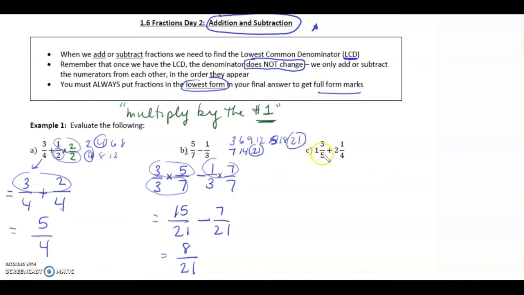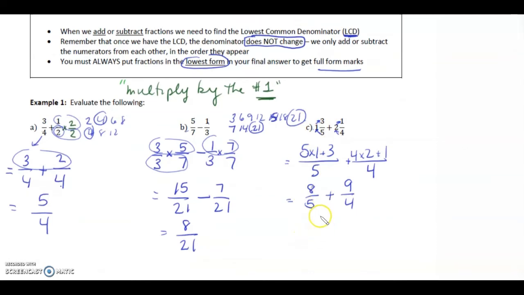Okay, and C. Well, we have mixed numbers here. We have 1 3/5 plus 2 1/4. So let's go ahead and multiply and add. So 5 times 1 plus 3 is going to be our numerator, and that stays over 5. And then 4 times 2 plus 1 is going to be our numerator here, and that's over 4. So 5, 6, 7, 8, we get 8 over 5 plus 9 over 4. So all we did so far was convert from a mixed number into an improper fraction.